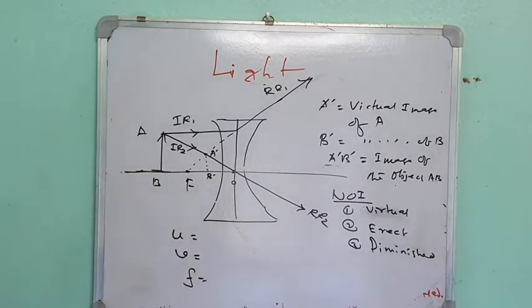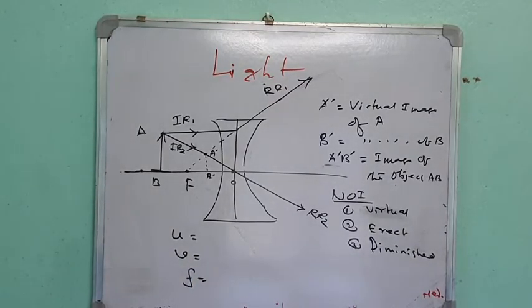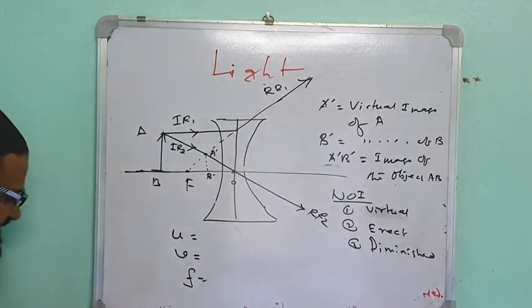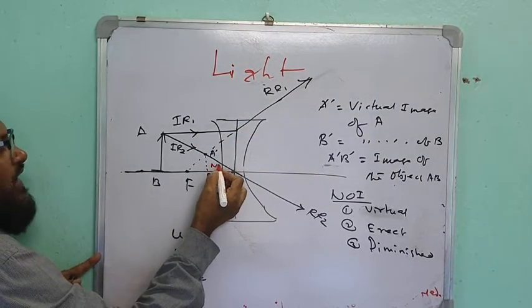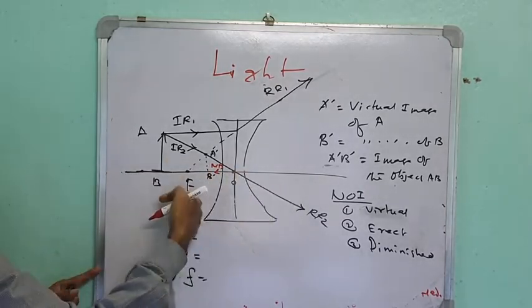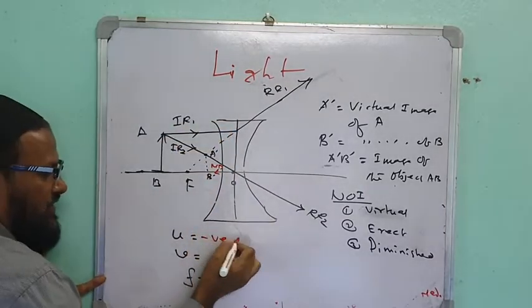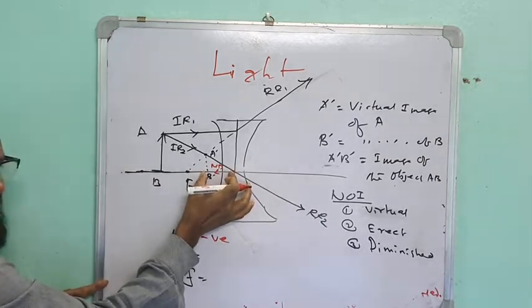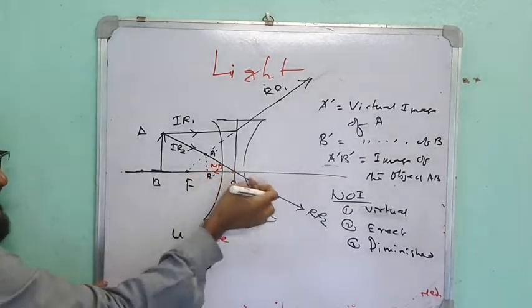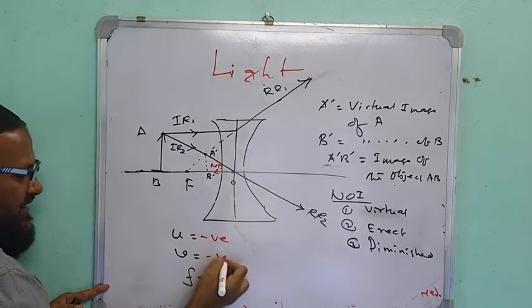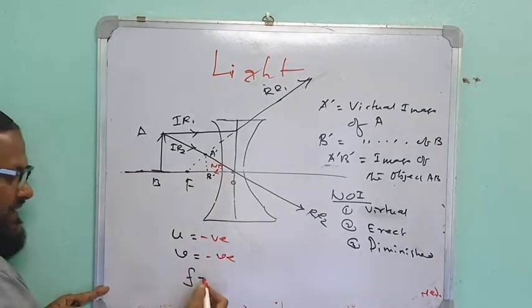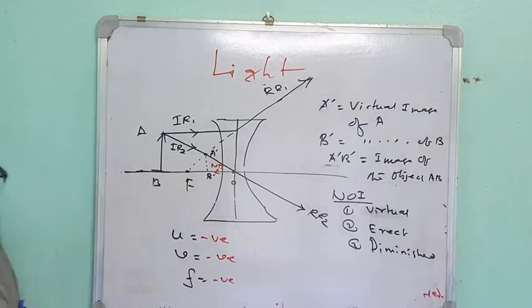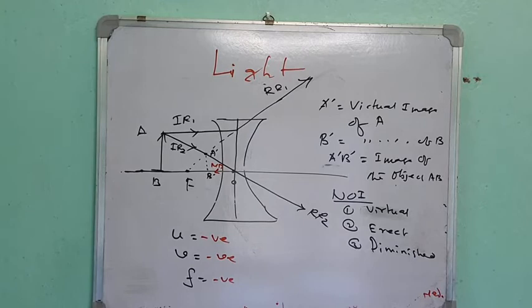Next rule. Please tell me from the figure, U, V, and F: which one is positive and which one is negative? What is U? This is the incident ray direction, and this is the measurement direction. Measurement direction is the same as the incident ray, so U is negative. What is V? This is the V, the measurement direction, and this is the incident direction. This is negative. And F is also negative. Is it clear?